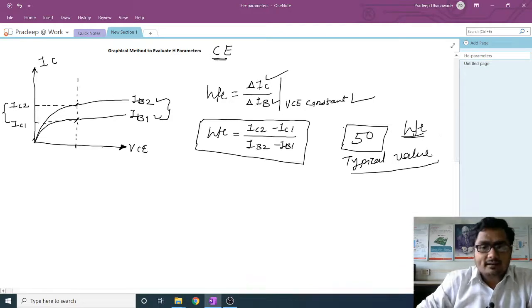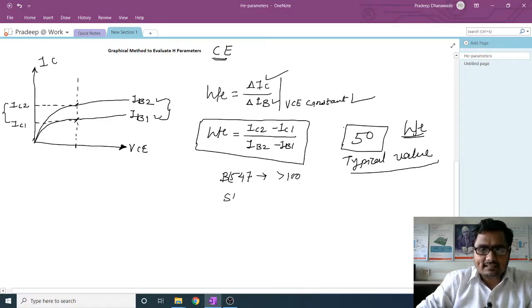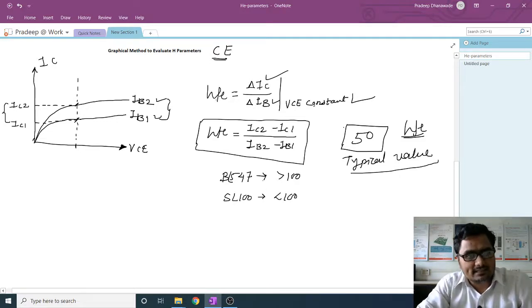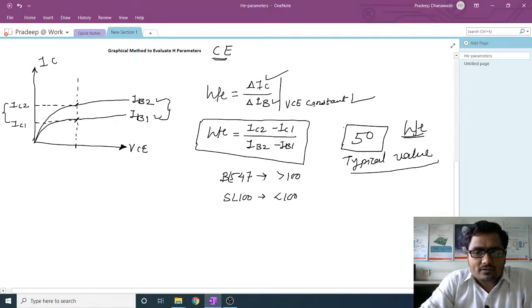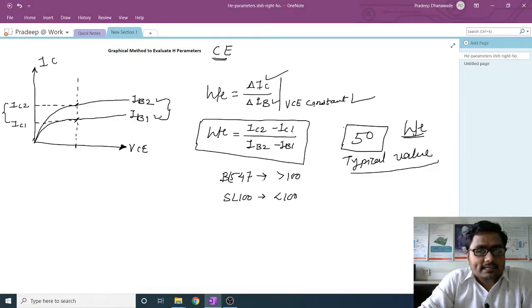If you are using a general purpose transistor, which is a black package BC547, this will give you HFE more than 100. Or if you are using SL100, which is another model of a transistor, then you will get HFE less than 100. Yes, it is possible. Depending on the transistor, you will get different values of HFE, because you will get different values for IB and IC, because you will get different output characteristics.